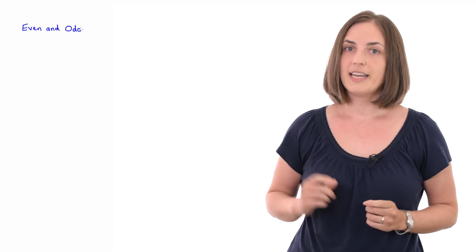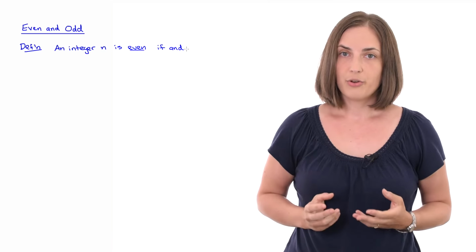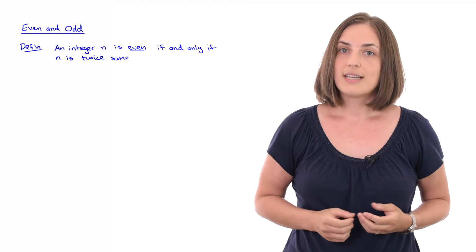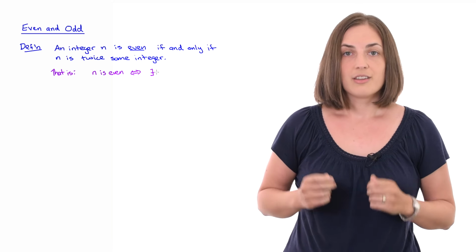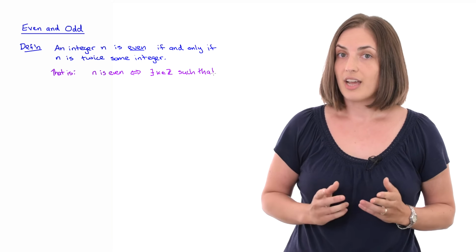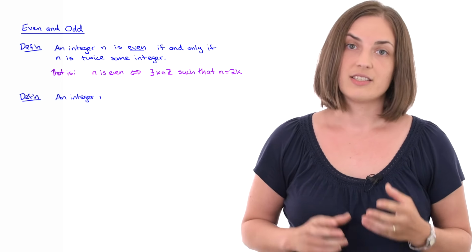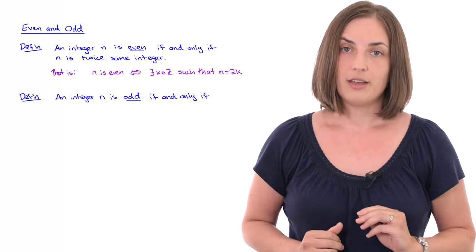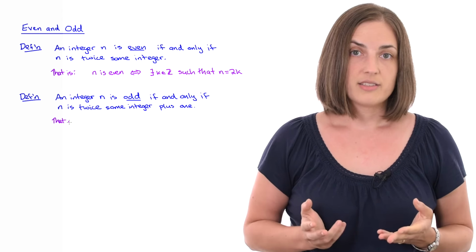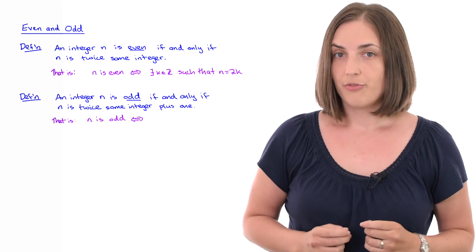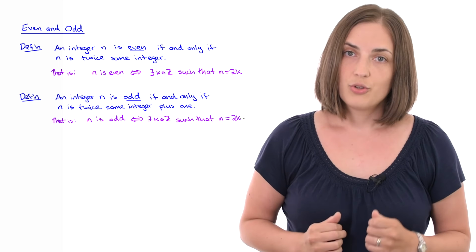Let's start by defining even and odd. An integer n is even if and only if n is twice some integer. This means that n is even if and only if there exists an integer k such that n equals 2k. An integer n is odd if and only if n is twice some integer plus 1. That is, n is odd if and only if there exists an integer k such that n equals 2k plus 1.